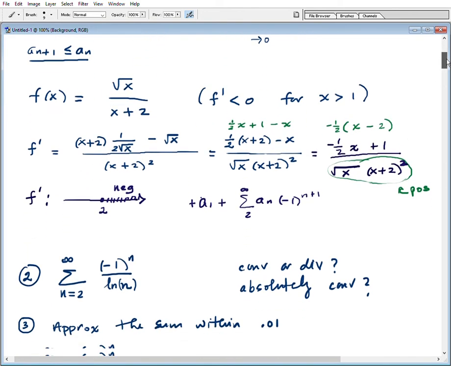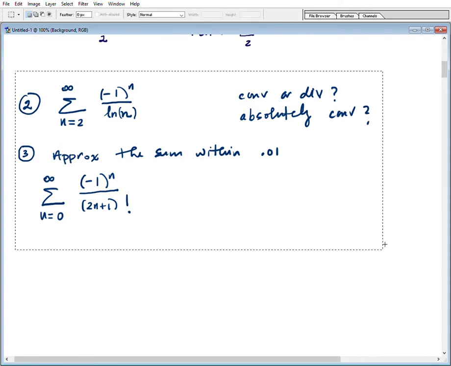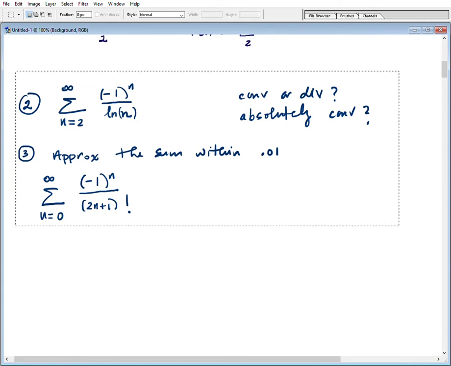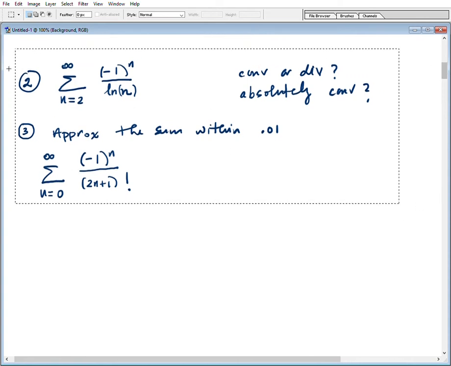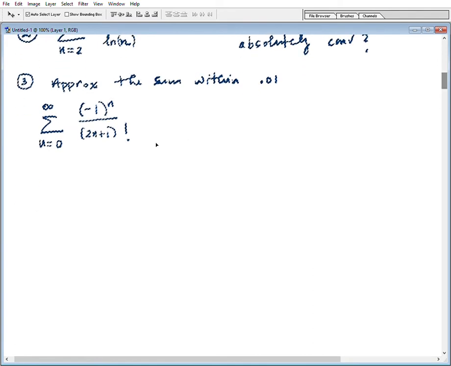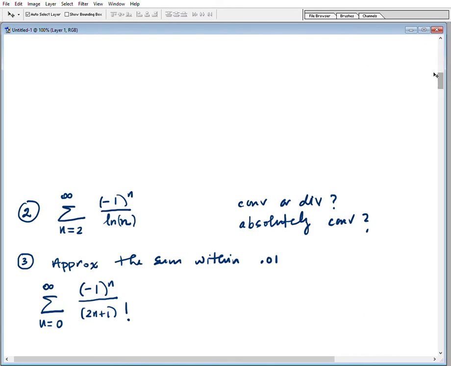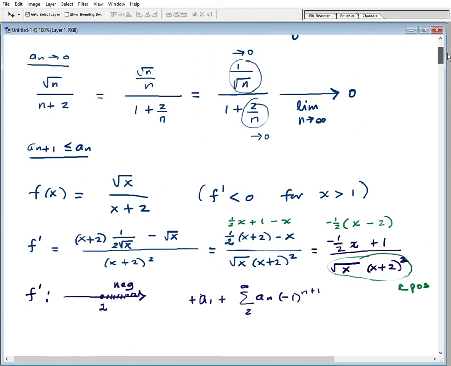All right, we were going to ask about if this is absolutely convergent. So let me move this down. Okay, I'll move it down some more. So we want to ask if this is absolutely convergent. So let's do that.